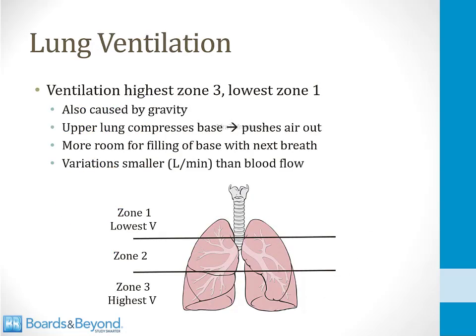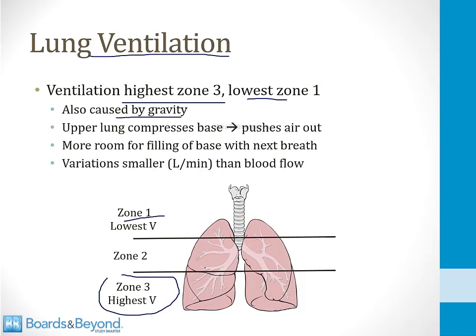And just like perfusion varies as you go from the bottom to the top of the lung, so too does ventilation. Just like perfusion, ventilation is highest in zone 3, which is down at the bottom of the lung, and it's lowest in zone 1, which is at the apex. Just like perfusion, this is also caused by gravity.